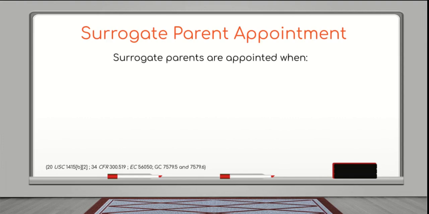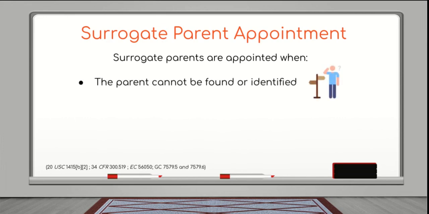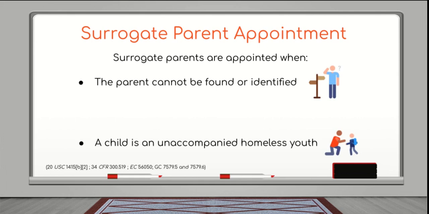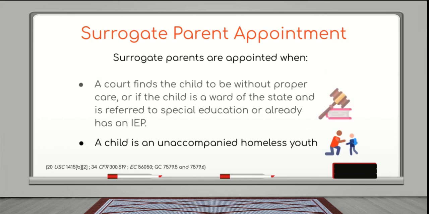Surrogate parent appointment. The district will assign a child with a disability a surrogate parent when the parent cannot be found or identified, the child is an unaccompanied homeless youth, or a court finds the child to be without proper care, or if the child is a ward of the state and is referred to special education or already has an IEP.